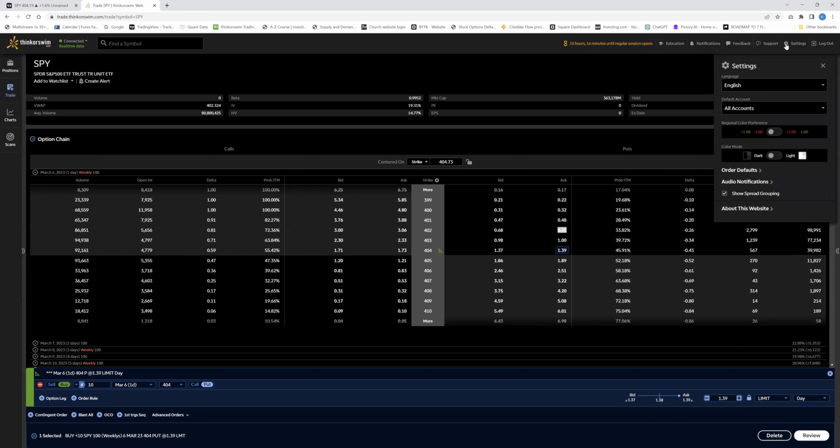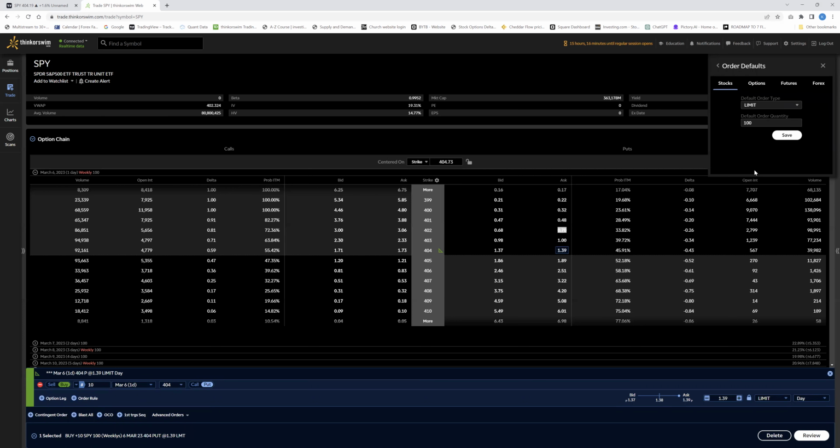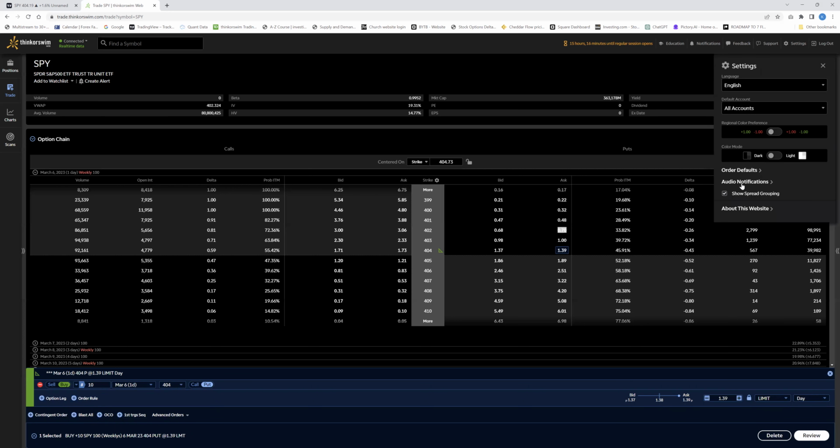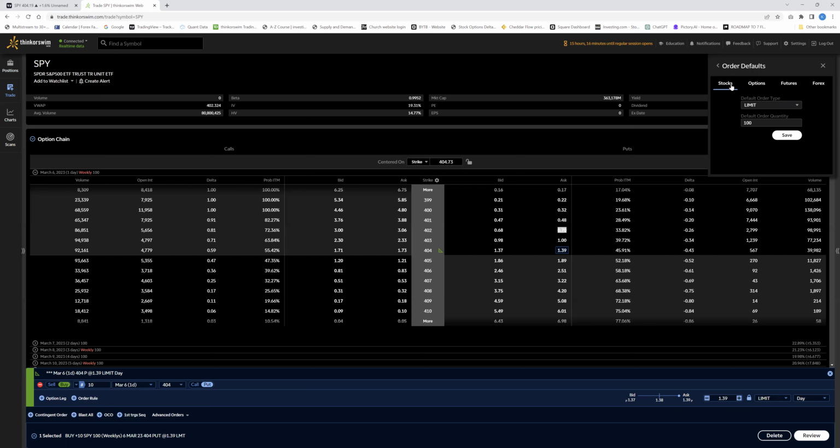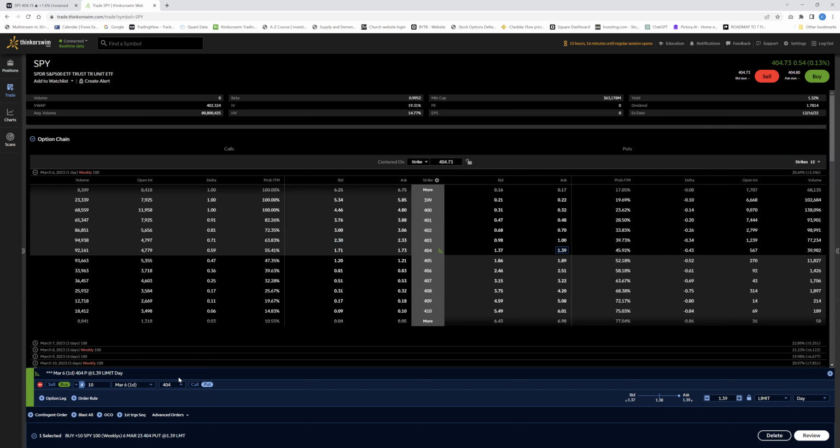Typically for you guys here, if you go up to settings and then to other defaults, if you click this, then you can go to stocks or options, and you can set this to where you have it as a market order, and you can set this to one. Set this to one. Now that I did that, once you come here, it'll automatically be on market, and it'll automatically have one contract.